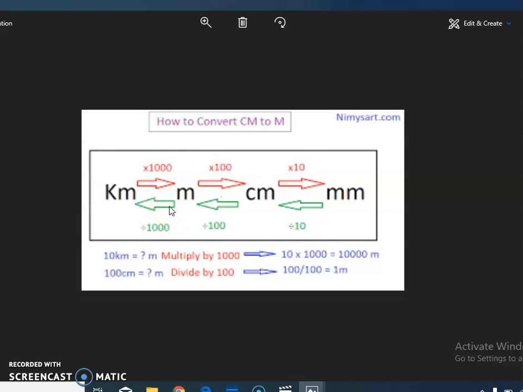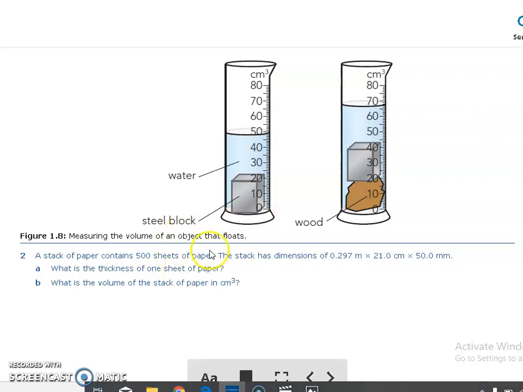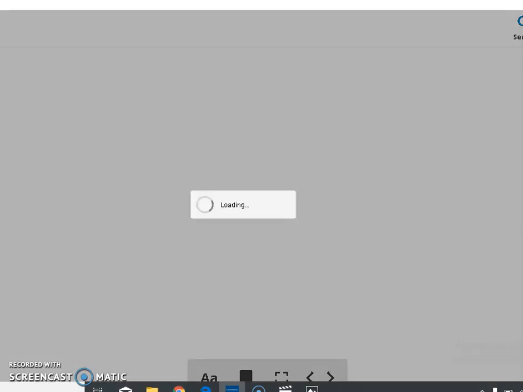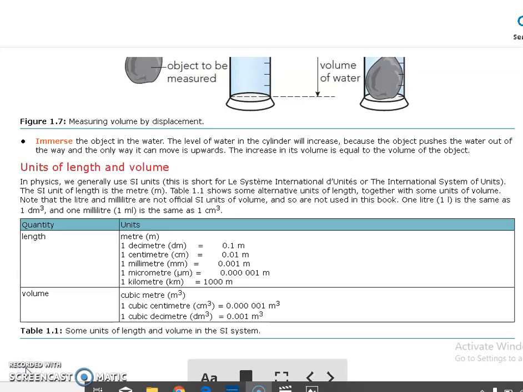So please write your answers. No need to write the questions, just write the answers. Draw diagrams if necessary. In this question, you have to draw a diagram. In this question, you have to draw a diagram. No need to write the questions, just the answers. Okay, so I think there are three questions or two questions. Let me check. It's only two questions, so please write the answers in your record book.